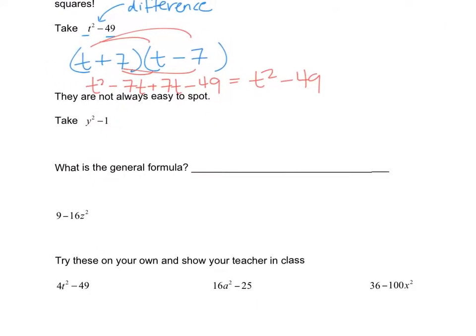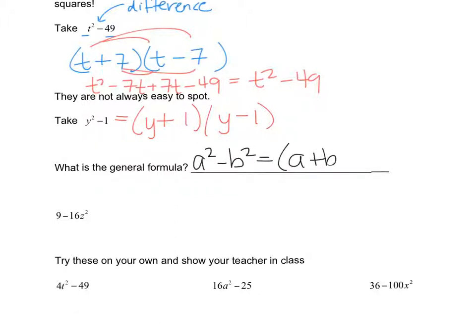All right, they're not always easy to spot. For example, if we look here at y squared minus 1, 1 is a perfect square, so we could do the same thing here. We could write this in factored form as y plus 1 and y minus 1. If we wanted to write out a general formula, we could say that a squared minus b squared equals a plus b times a minus b.